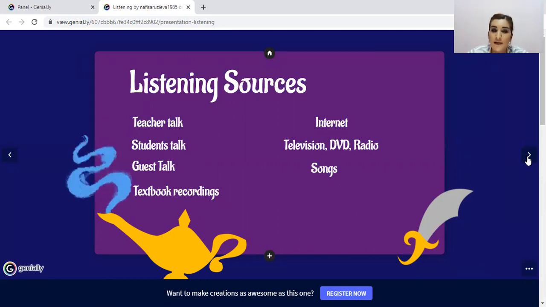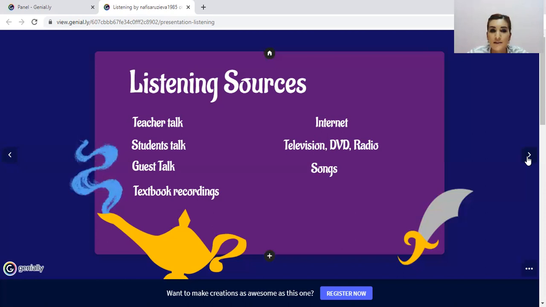The next is textbook recordings. Here we use lots of recordings which are set for our textbooks. And we may say authentic listening sources are internet sources, television, DVD, radio, and of course, songs.